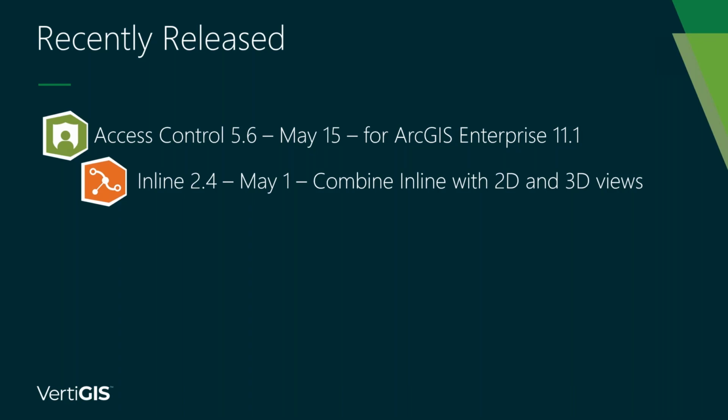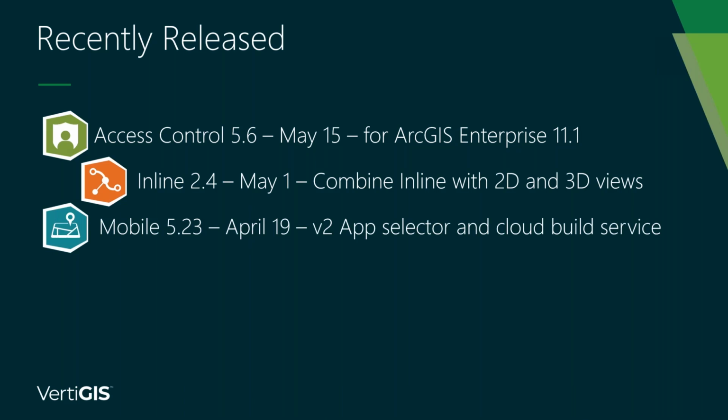Also, not that long ago, May 1st, was Inline version 2.4. Now, of course, with all these products, by all means, please go read the release notes. There's all kinds of enhancements, bug fixes, features in these. I'm really just calling out the highest level piece. But we had several customers who were interested in using the dynamic inline view together with both a 2D and a 3D view and having them all synchronized and highlight at the same time. We've released that. That is now available.